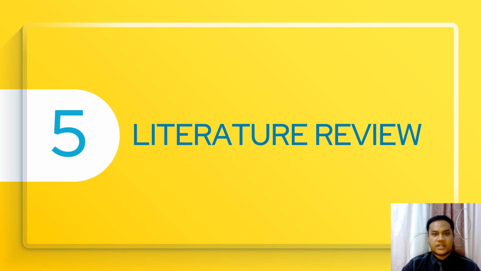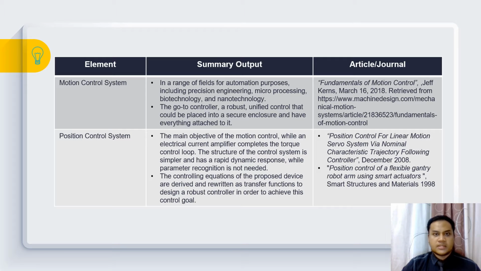Next, I would like to explain my literature review. Number 1 is the motion control system. A motion control system is the go-to controller, a robust, unified control that can be placed into a secure enclosure with everything attached to it. The source of this finding is the article Fundamentals of Motion Control by Jeff Kearns, March 16, 2018.